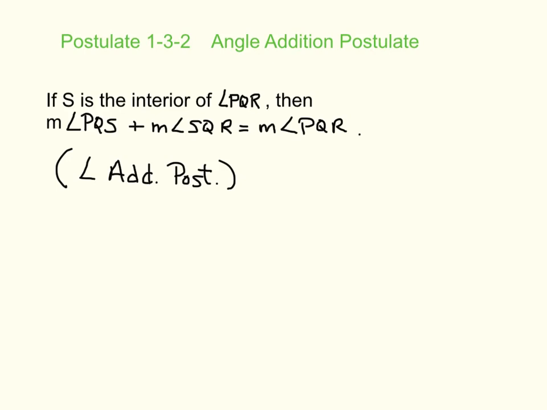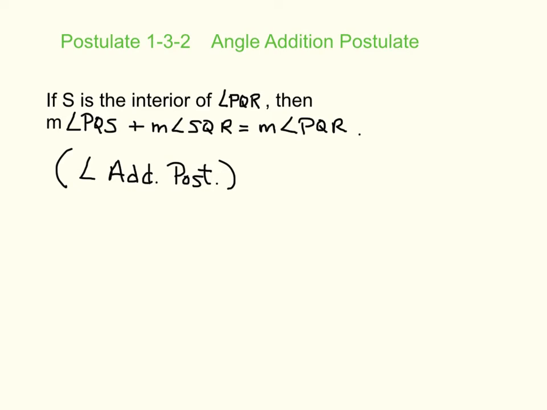The angle addition postulate is postulate number 132. Here's what it states. If S is in the interior of angle PQR, then the measure of angle PQS plus the measure of angle SQR gives us the measure of angle PQR. And you're like, I have no clue what that even means. Here's what it's saying.